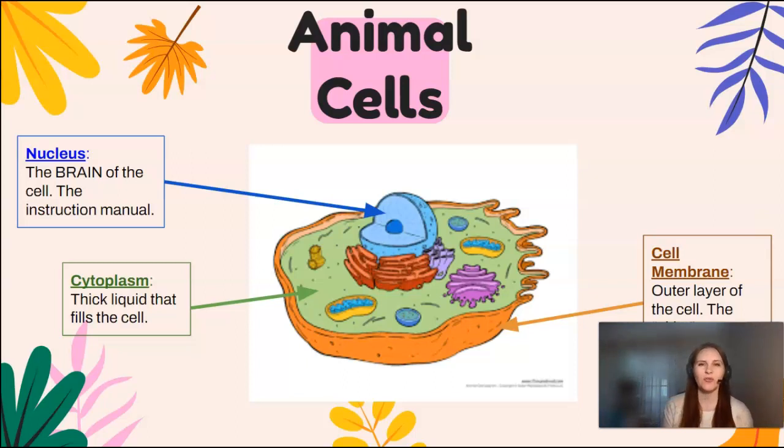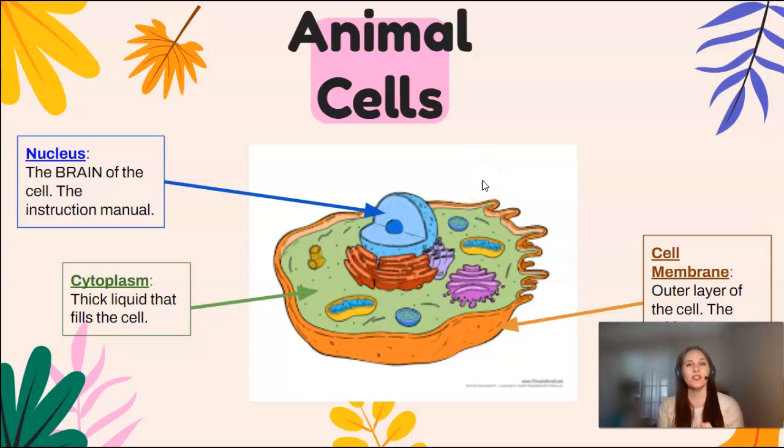And then we have that green, gooey, thick liquid that you see all inside the cell. That's called cytoplasm. It is kind of the thick liquid that fills the cell, gives it its shape, and holds the other parts in place. And then finally, the third part that you need to know about an animal cell is the cell membrane. I like to think of that as like the skin of the cell, right? It's the outer layer of the cell that surrounds it. It's not very hard, it's kind of soft. And we call that the cell membrane.